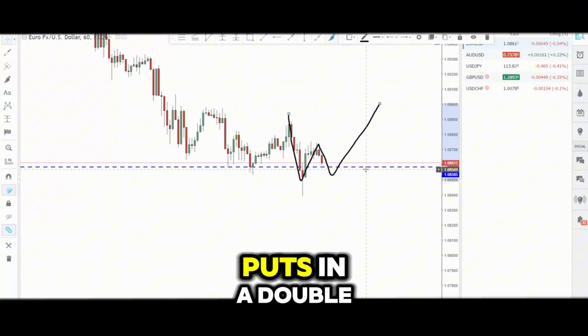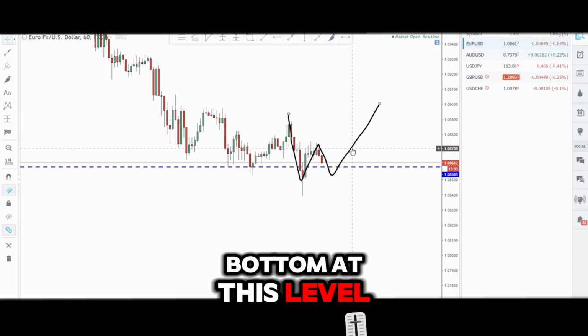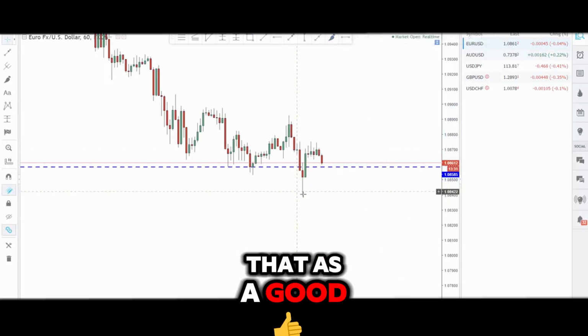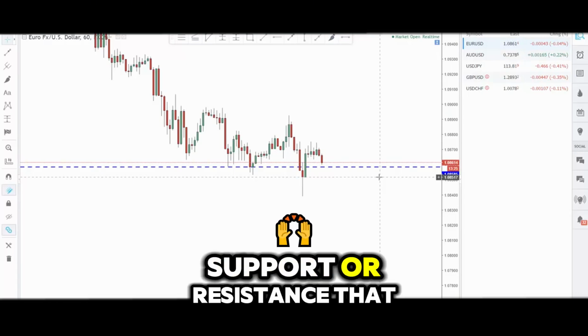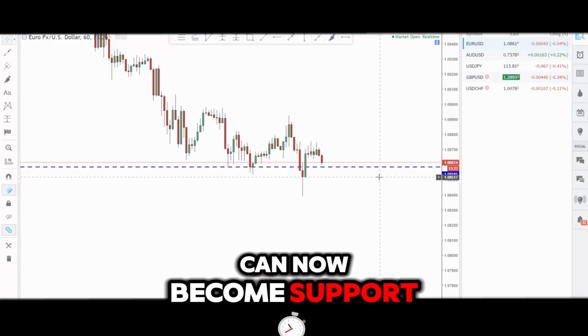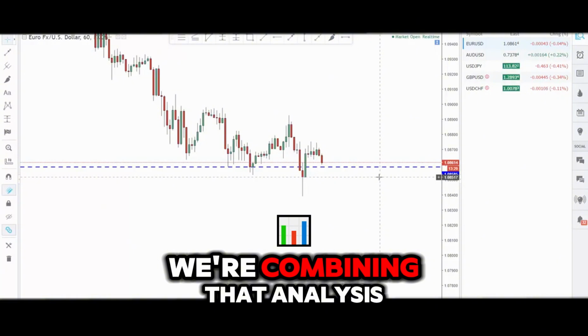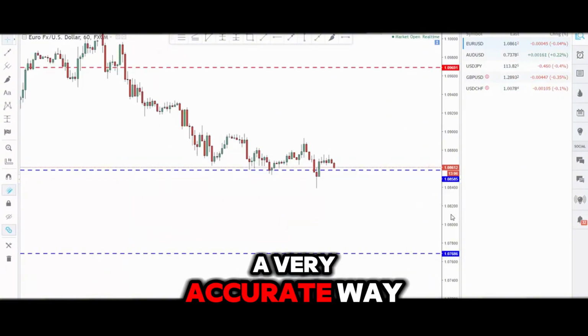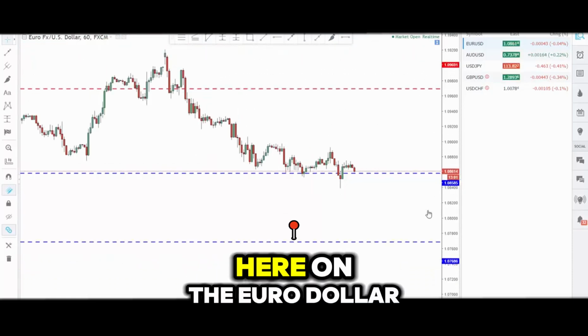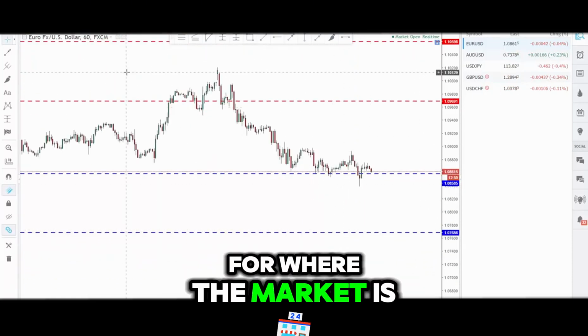So if this market puts in a double bottom at this level, then I will consider that as a good trading opportunity because we are at a daily level of structure, support, or resistance that can now become support. And also we're combining that analysis with an entry reason, which for me has proven to be a very accurate way to trade. So that's our analysis here on the euro-dollar for where the market is right now.